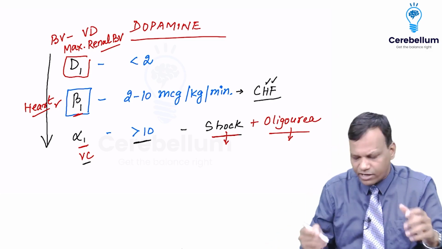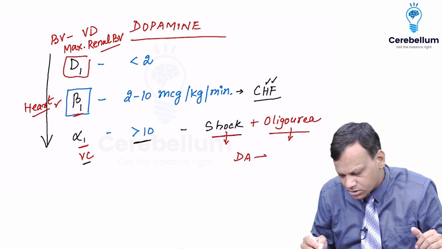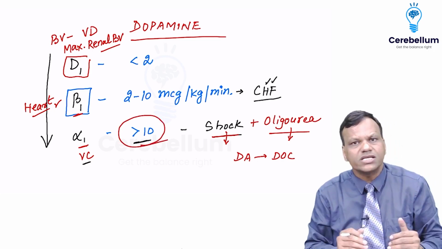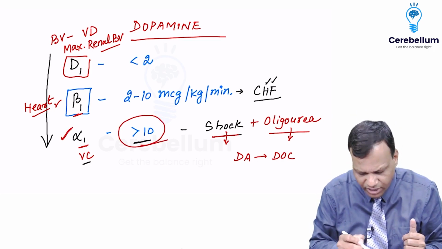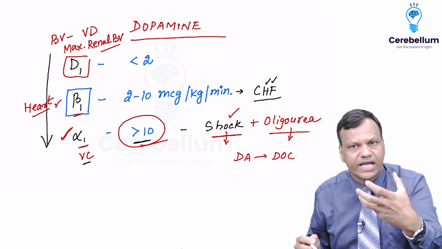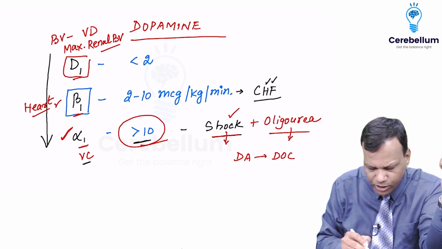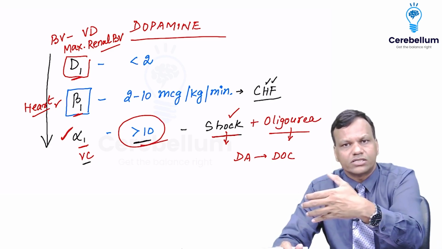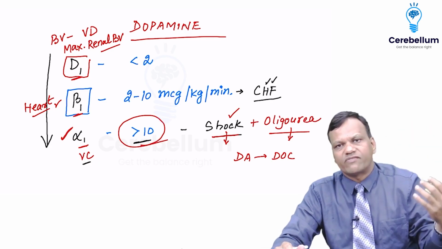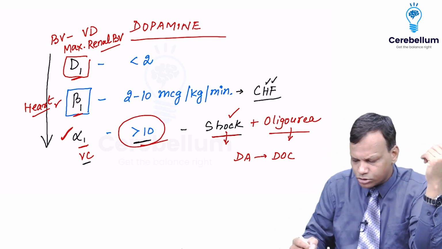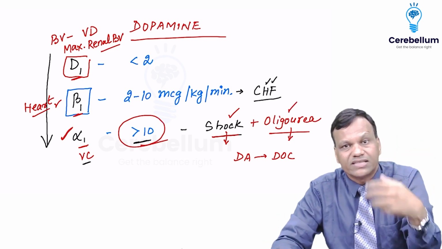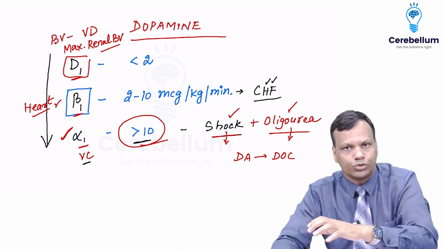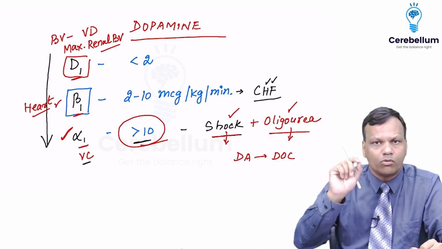So dopamine is a drug of choice now because when we give high dose, that means more than 10, it stimulates all the three receptors. By stimulating alpha 1, it will increase the BP, so it will take care of shock. But at the same dose, it is stimulating D1 also. So D1 is causing renal vasodilation, so blood flow to kidney also increases. So BP also increases, but blood flow to kidney also increases. So shock is also treated, oliguria is also treated. That's why it is a drug of choice. So drug of choice for shock with oliguria. Okay. So that is important about dopamine.